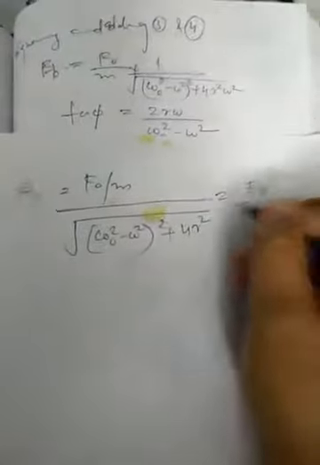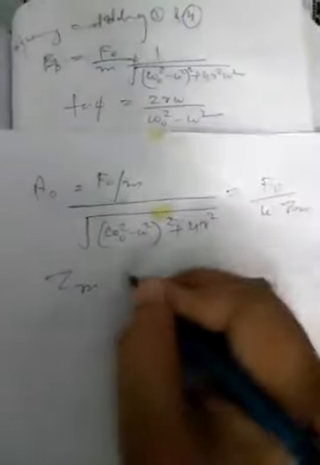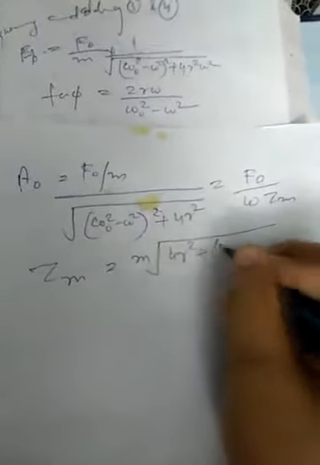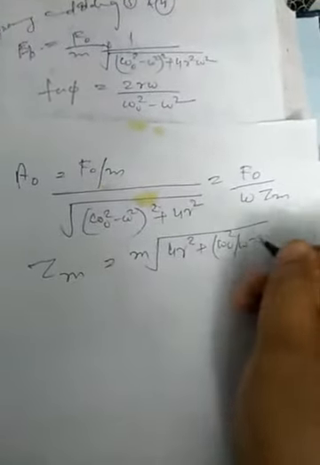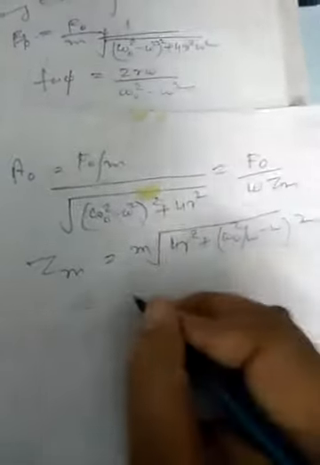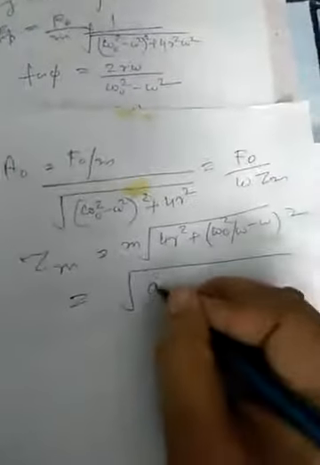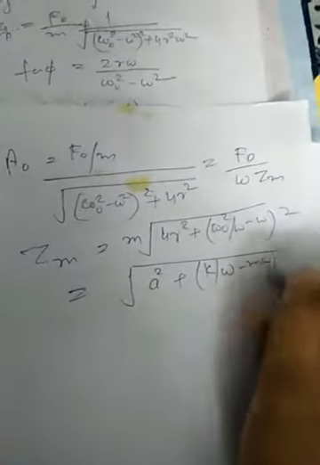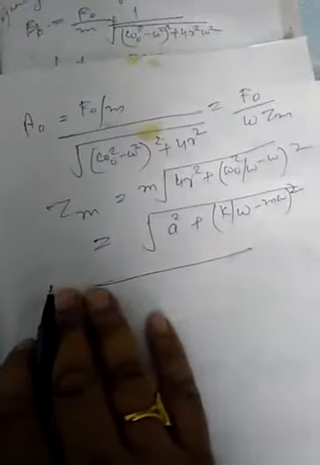Now F naught by m. This factor we define as another parameter, which we call the mechanical impedance, where Zm is called the mechanical impedance, which is equal to the square root of 4 gamma square plus omega naught square by omega minus omega whole square. Or we can write it as the square root of a square, by taking out the common factor, k by omega minus m omega whole square. So that is called the mechanical impedance of the oscillator.